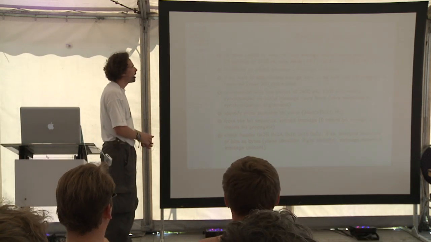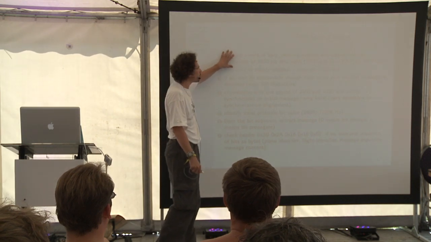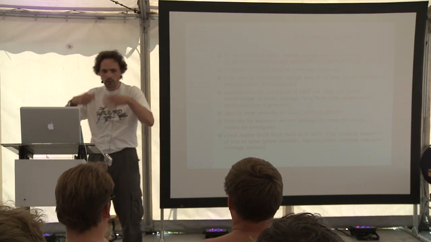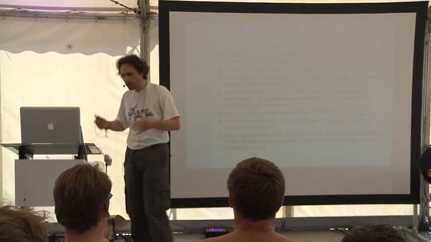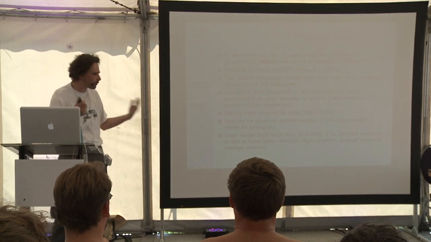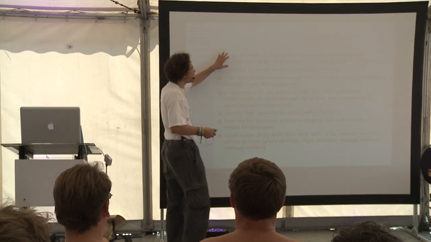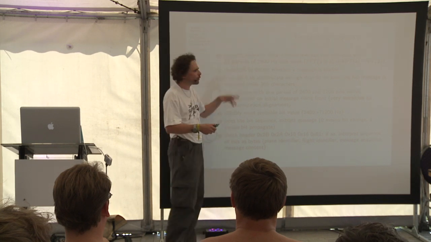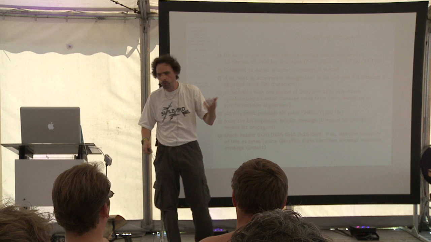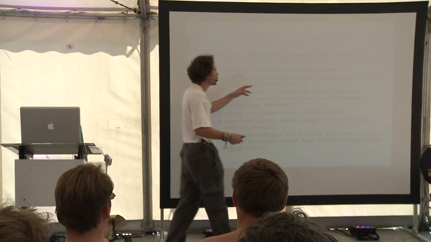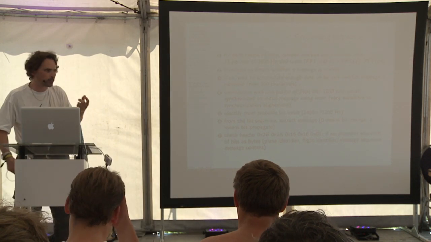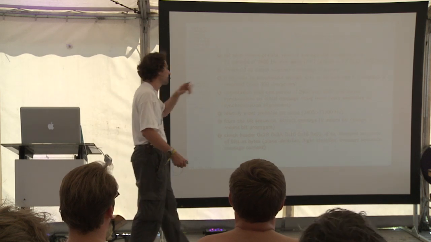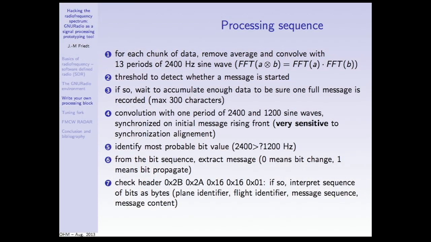Your processing sequence for ACARS is this: we first accumulate enough data to make sure that we have a whole sentence. A whole sentence is defined by the protocol as 300 characters, so we accumulate enough data to have at most 300 characters. In these data, we search for 13 periods of a 2,400 hertz sine wave, just by doing a Fourier transform convolution with this signal. If we find something above a given threshold, and our algorithm is very dependent on this threshold value, that's the drawback, we know that a message has been sent by a plane.